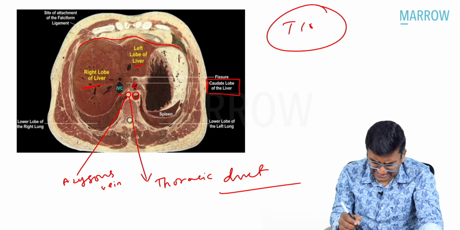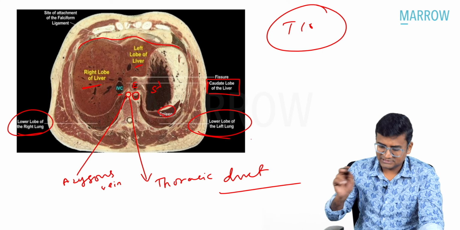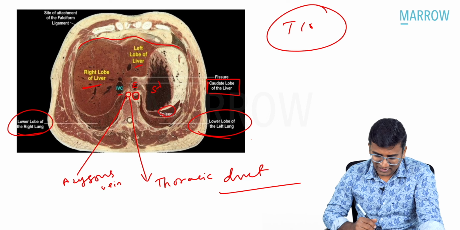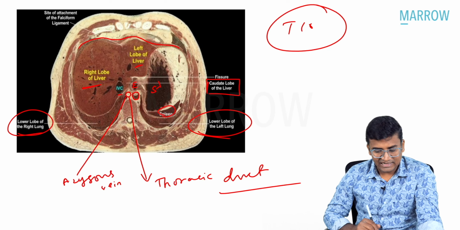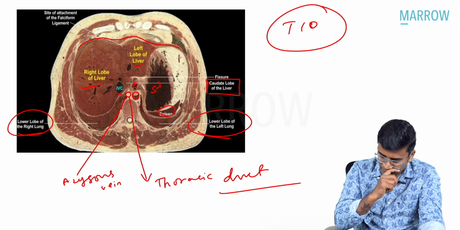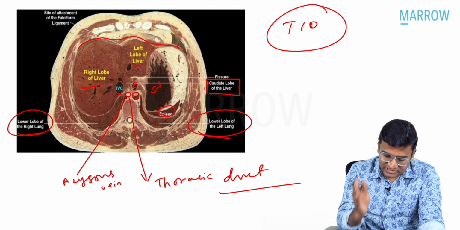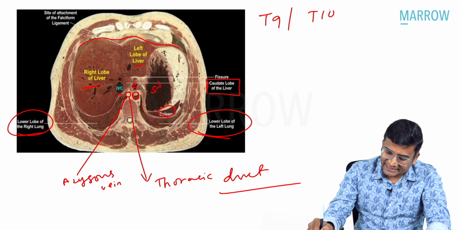Okay. Again, stomach, you are seeing spleen, and you are also seeing, yes, the lungs, the lower lobe of the right lung and the left lung. Okay. So these are the differences you will see in the T10 and T9 level. So this is the difference between T9 and T10 level.